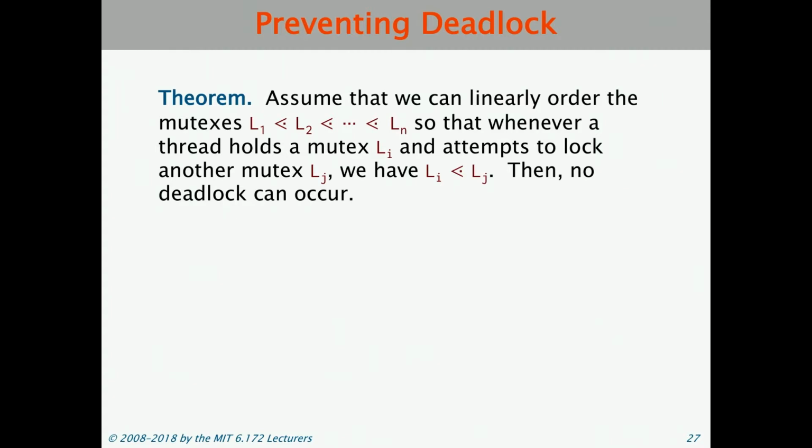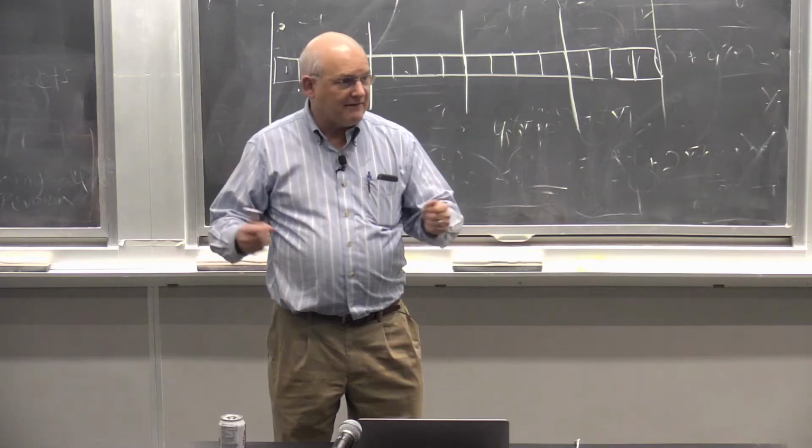Okay, so I pick some order of the mutexes, so that whenever a thread holds a mutex L sub i and attempts to lock another mutex L sub j, in this linear order L sub i comes before L sub j. Then you can't have a deadlock. For the dining philosophers, for example, you would number the chopsticks from 0 to n minus 1, and then grab the smaller one and then grab the larger one. And then you would never have a deadlock.